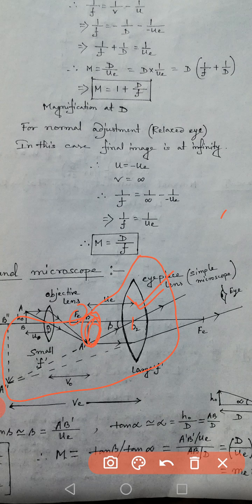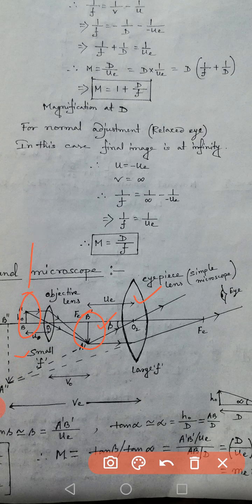So finally this image will behave like an object for this lens, and the final image will be formed here, which is A double dash B double dash, and the image will be erect. But this is erect for which object? For this object. But for the actual object, the object is like this and the final image is like this, so that means the final image is also inverted, isn't it?